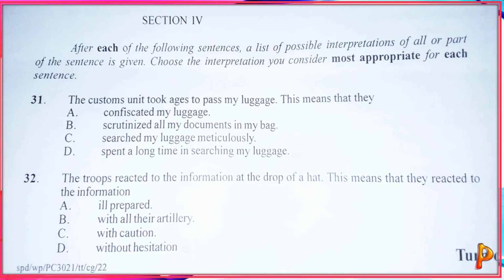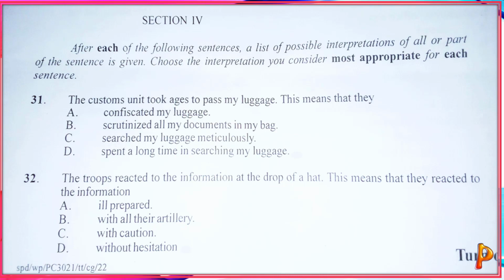Question 31. The custom unit took ages to pass my luggage. This means that they A. Confiscated my luggage. B. Scrutinized all my documents in my bag. C. Searched my luggage meticulously. D. Spent a long time in searching my luggage. The correct answer to this question is answer space D. The custom unit took ages to pass my luggage. This means that they spent a long time in searching my luggage.